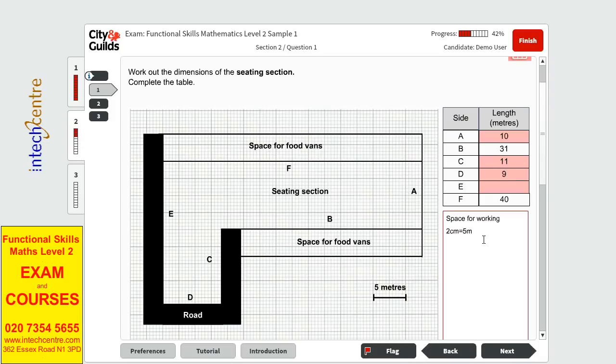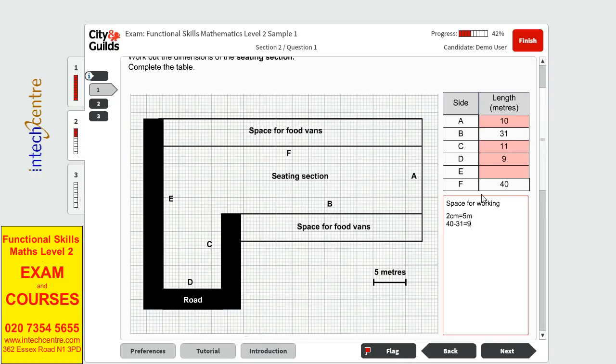Or another way of doing it, knowing that F is 40, you could do 40 minus B, because we know B. It will give us 9, which gives us the measurement of D. So we've done F minus B to find out D. So 40 minus 31 will give us 9.